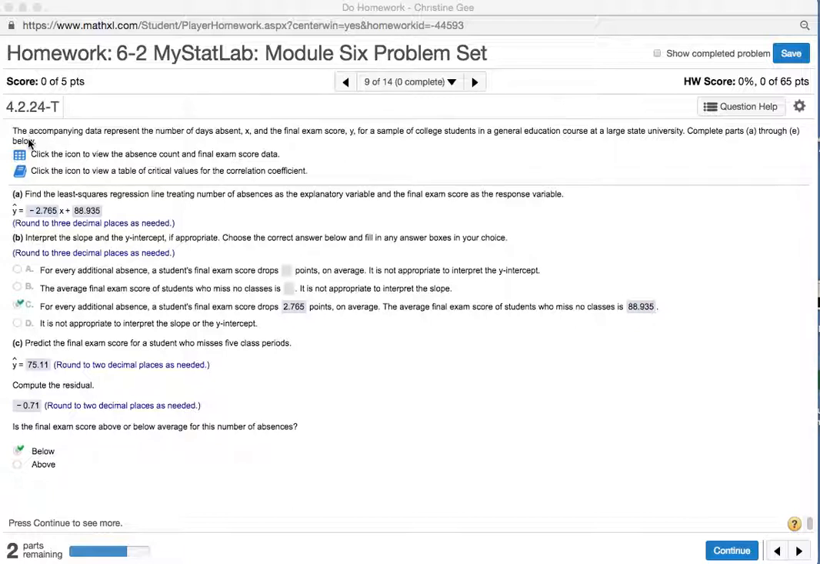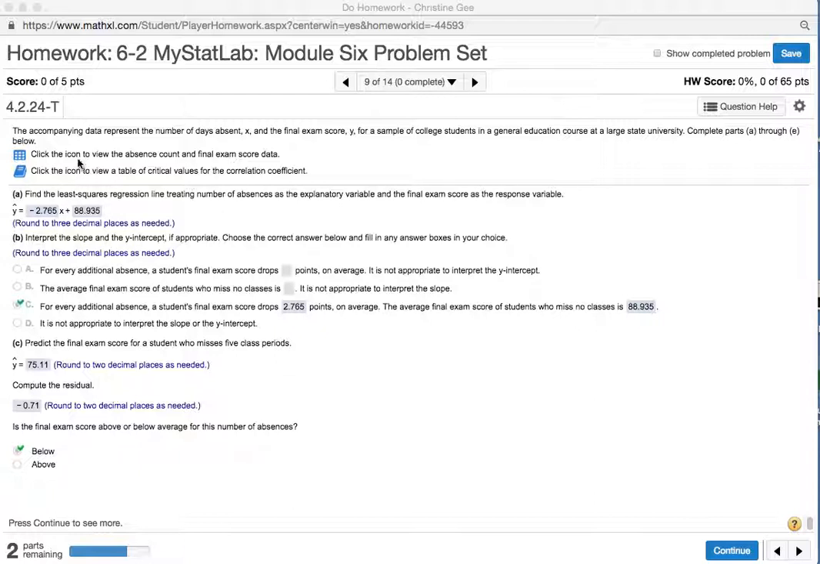It is Mod 6, number 9, 4.2.24-T. The accompanying data represent the number of days absent, which is X, and the final exam score Y for a sample of college students in a gen ed course at a large state university, and it asks us to complete the problem.